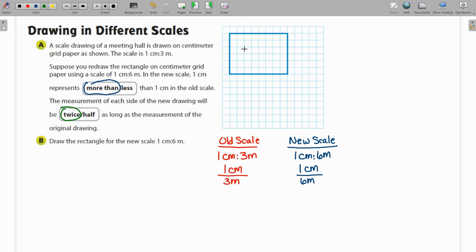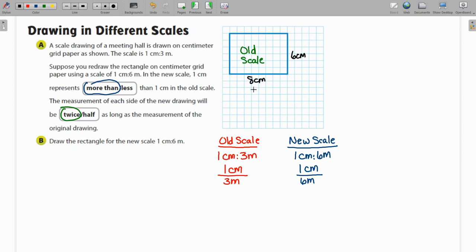Now, the drawing that we have here is to our old scale. So I'm going to label that as old scale. What I'm looking to do is draw my new one. If I look at my width, I have 1, 2, 3, 4, 5, 6. So it's 6 in length here, 6 centimeters. And then if we look across here, we have 1, 2, 3, 4, 5, 6, 7, 8 this way. So we have 8 centimeters this way.